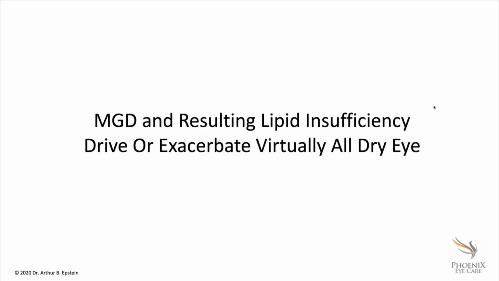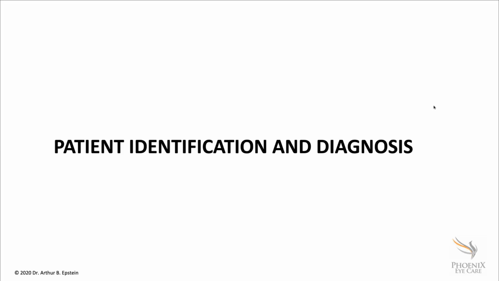So I will say this, and I think this is something you could take to the bank. Meibomian gland dysfunction and resulting lipid insufficiency drive or exacerbate virtually all dry eye. I'm not talking about 86.9 or whatever the LEMS number is. It was 86 point something. I was talking to Korb the other day, and I said, Donald, I think they got it wrong. I think it's 99.86, not the other way around. And he actually chuckled, which doesn't happen very often, but he did agree.